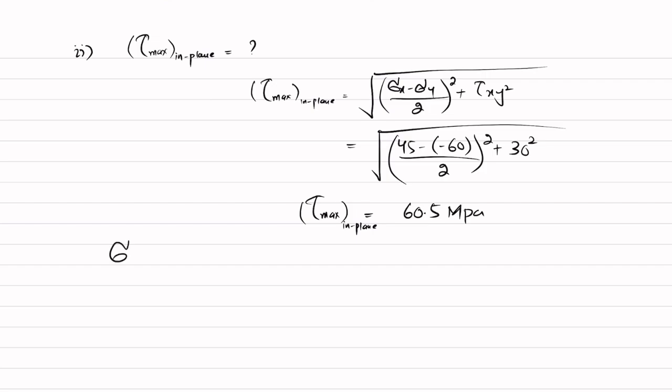Also, we have been asked to find the average normal stress. So average stress is equal to sigma x plus sigma y divided by 2. That is 45 plus minus 60 divided by 2, and that comes out to be minus 7.50 megapascal.